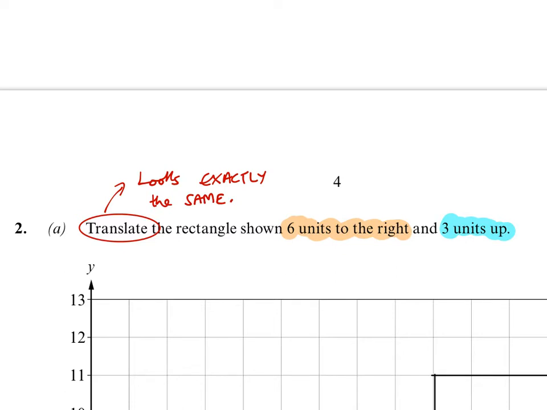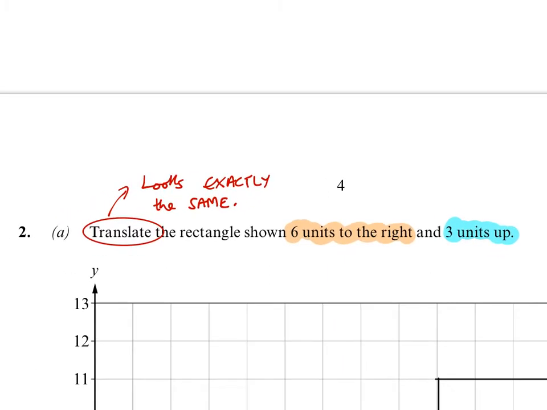Rotations, again, do what they say on the tin, they spin things round. Reflections, things look at each other, mirror images and stuff like that, mirror lines. Translations literally just move it so it looks exactly the same. Okay? And it tells you what to do.